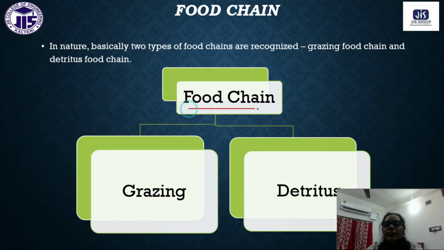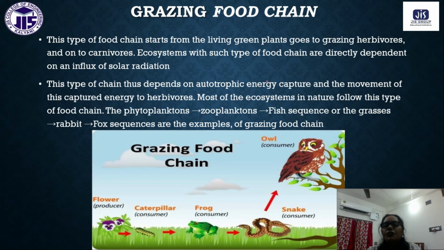Now food chains are of two types. One is grazing and one is detritus. So these are the two classifications that we have. One is grazing, one is detritus. The grazing food chain generally starts from living green plants to animals. Herbivorous, then carnivorous, then omnivorous. This type of chain depends on the autotrophic energy level. Autotrophic means the producers, the plants. Autotrophic energy capture, and the movement of this captured energy is through herbivores.